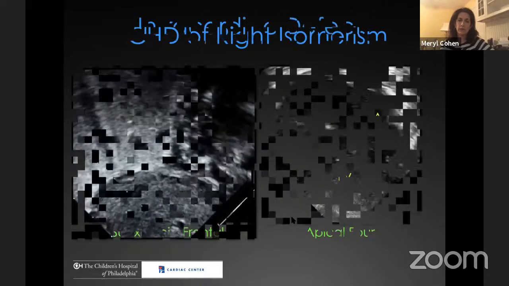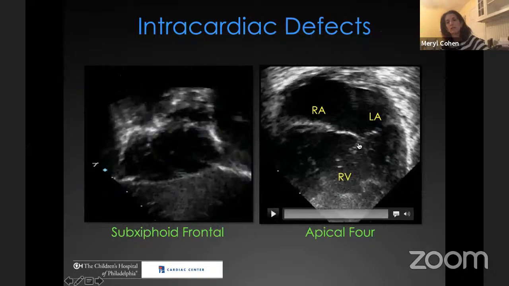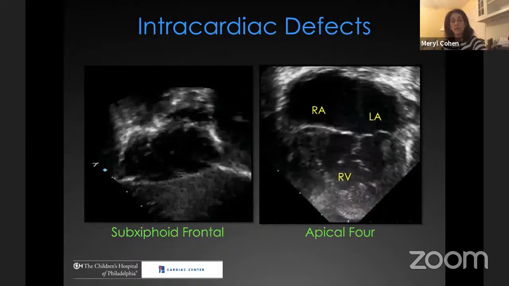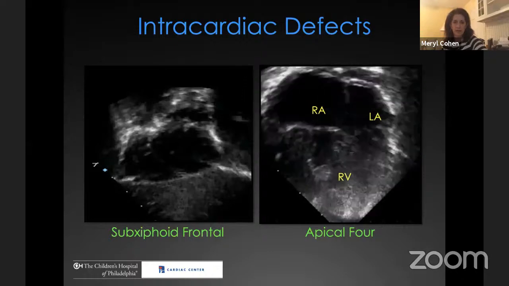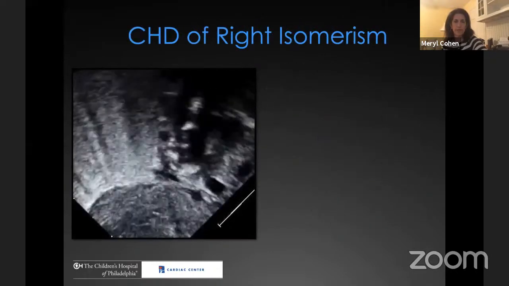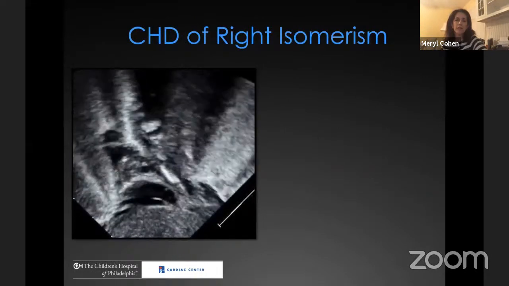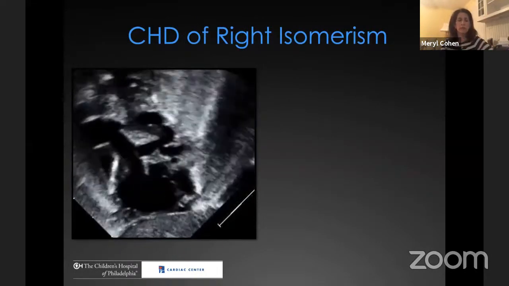But what you'll see on this image is that you have a single pumping chamber with a common AV valve, right atrium, left atrium, and single, here we go, right ventricle. So it's an extremely unbalanced AV septal defect. And here again is the essence of right isomerism in a single sweep.